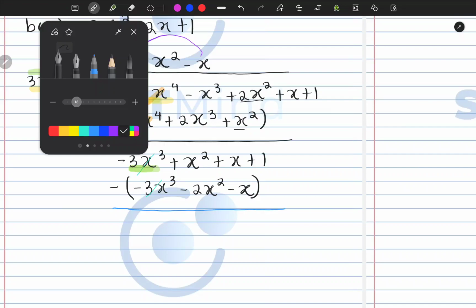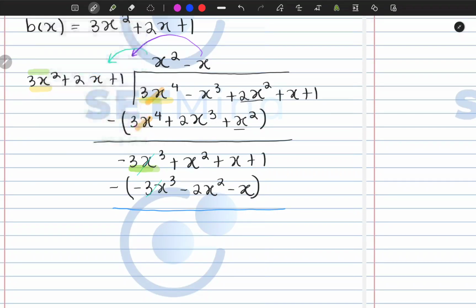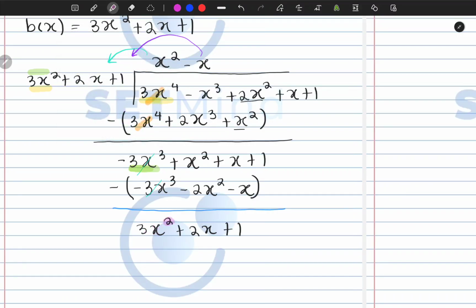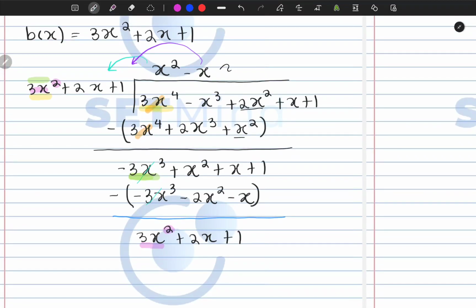Then what we'll have is x squared minus 2x squared, which is going to give us 3x squared. And then x minus x, that is just going to give us 2x. Then we drop the 1. Then we go and divide again, because we still can. The power here is still not less than the power there. So we divide 3x squared with 3x squared. And when you do that division, you will see that what you get is a 1.